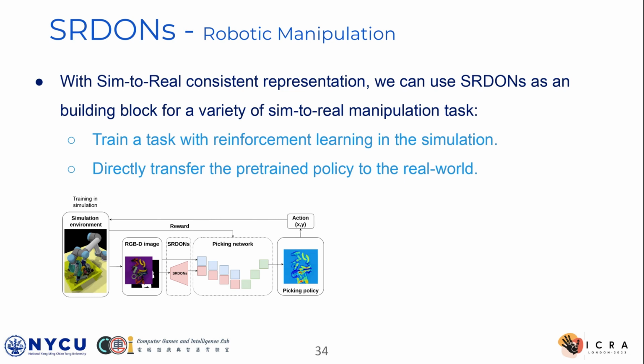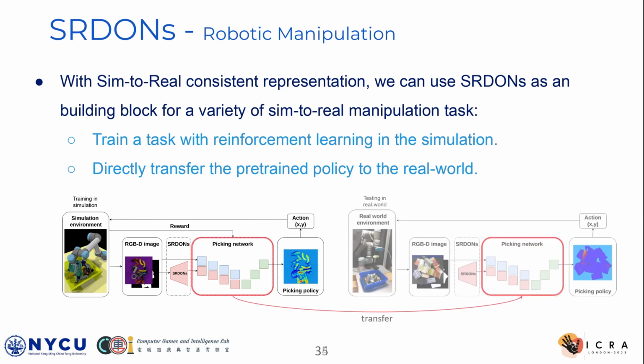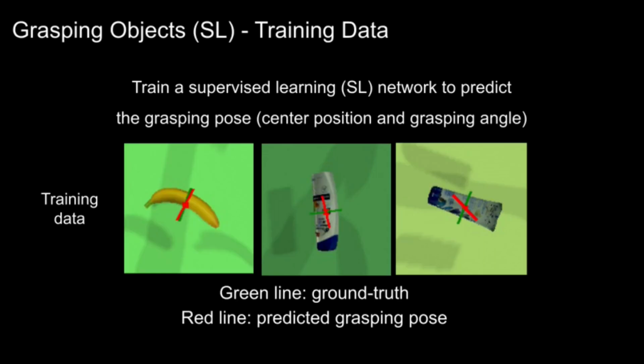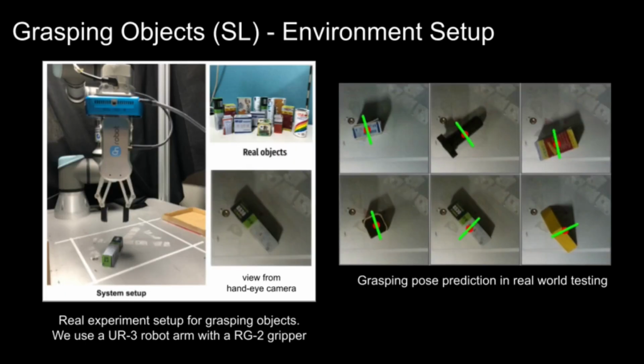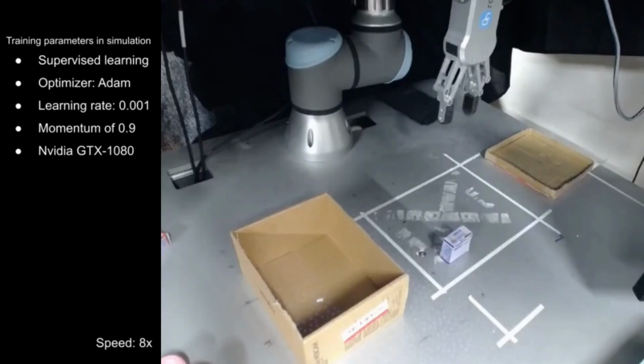With sim-to-real consistent representation, we can use the descriptor as the building block in robot learning tasks. The task is trained entirely in the simulation and then directly transferred to the real world. Grasping object task: the agent is asked to predict the grasping pose of the object. The policy is trained with a supervised learning method in the simulation and then tested in the real environment.